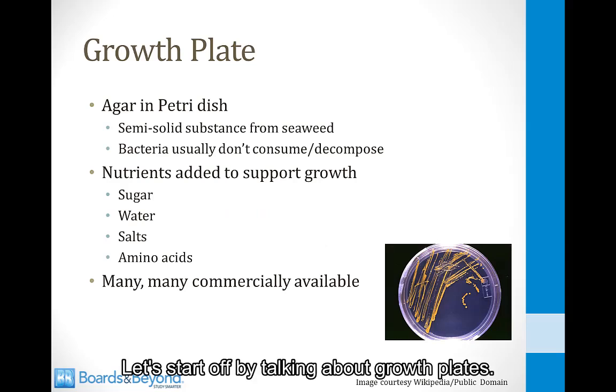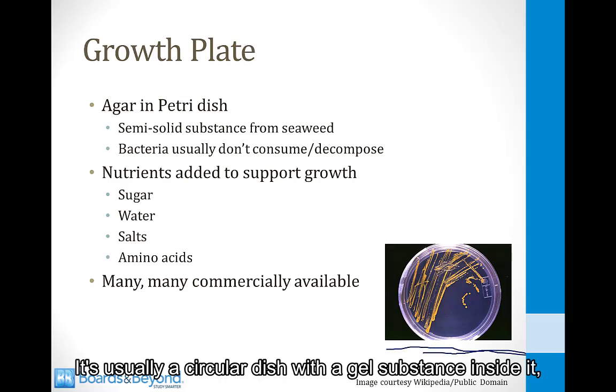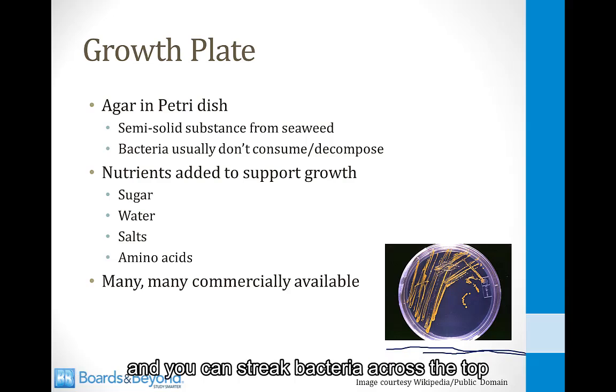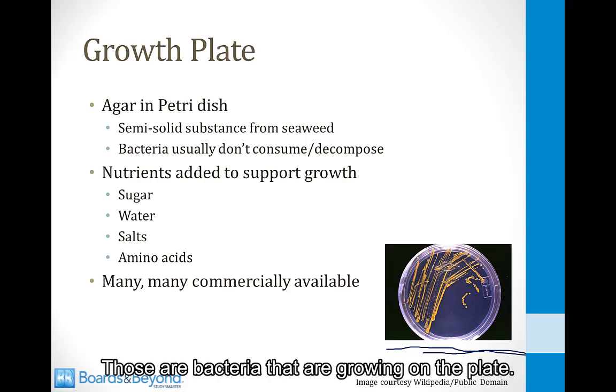Let's start off by talking about growth plates, and this is an example of a growth plate down here. It's usually a circular dish with a gel substance inside it, and you can streak bacteria across the top and make colonies of bacteria grow, and that's what these orange lines are on the plate. Those are bacteria that are growing on the plate.